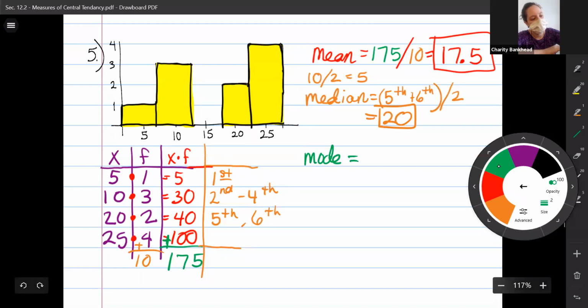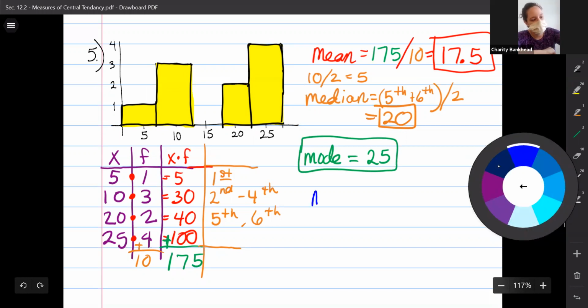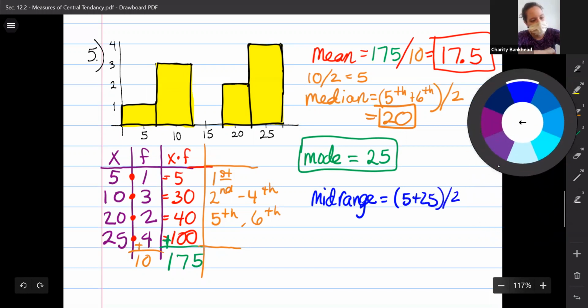And then the mode, if you notice in the definition of mode, it says it's the one with the highest frequency. So in this case, that would be 25. And then mid-range. Five plus 25 divided by 2. So that's 30 divided by 2 equals 15.